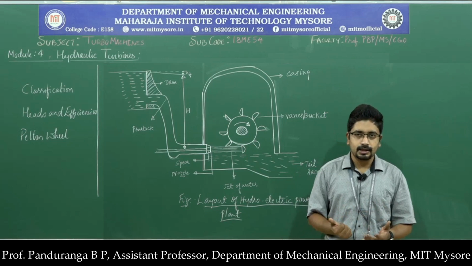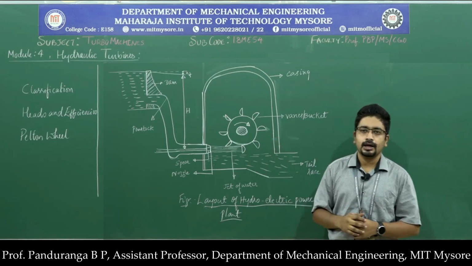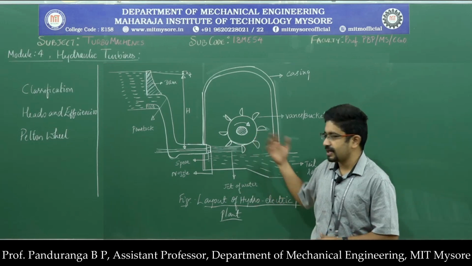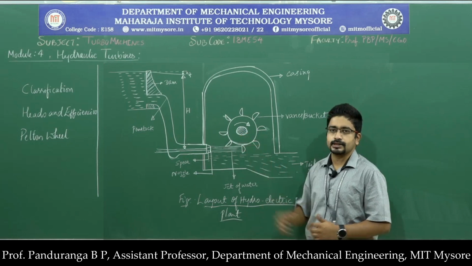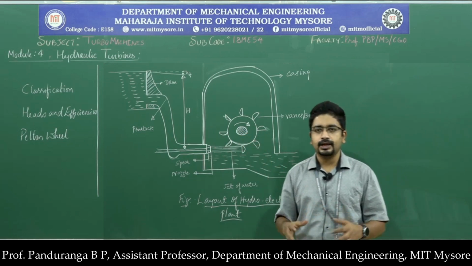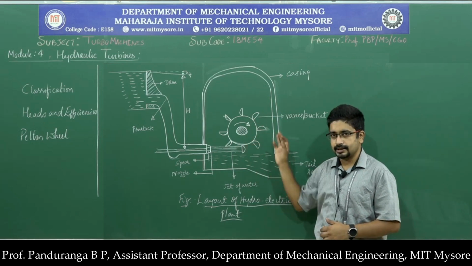For an impulse turbine, we don't need a casing, but here we are providing one, first to avoid splashing of water in all directions, and since the turbine is rotating at high speed, we need to keep the workers safe. So for that purpose we will provide a casing here.